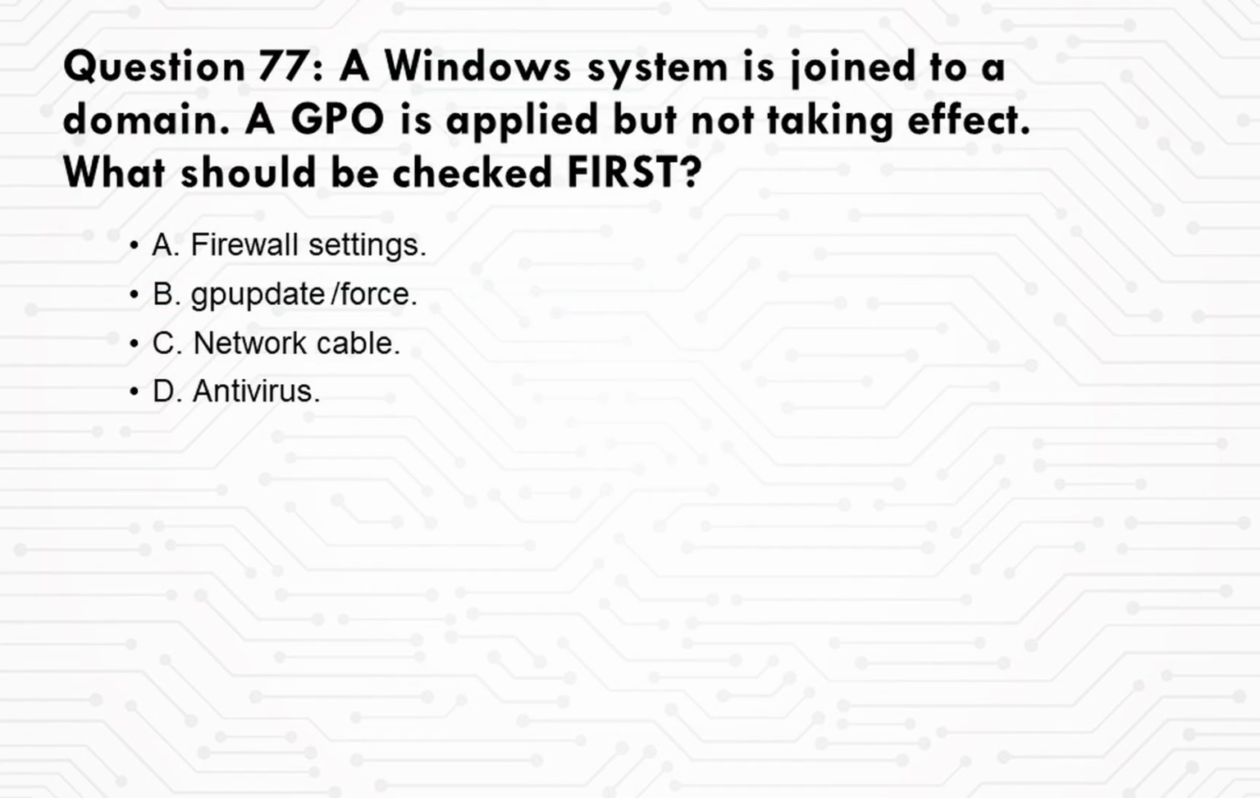Question 77. A Windows system is joined to a domain. A GPO is applied but not taking effect. What should be checked first? A. Firewall settings. B. gpupdate /force. C. Network cable. D. Antivirus. Answer: B. GPO may not have refreshed yet. gpupdate /force ensures policies are applied.